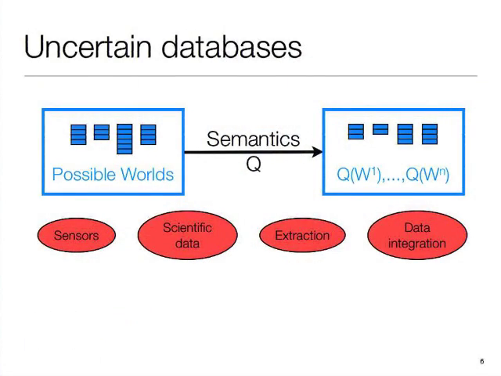Okay? So what are applications of uncertain databases? I mentioned sensors, which is a commonly used application. Extraction is another important application because it generates a lot of uncertain data. Scientific data is another place where a lot of uncertainty occurs, and the process of data integration, because you might not know schema mappings, you might not know exact results for entity matching.